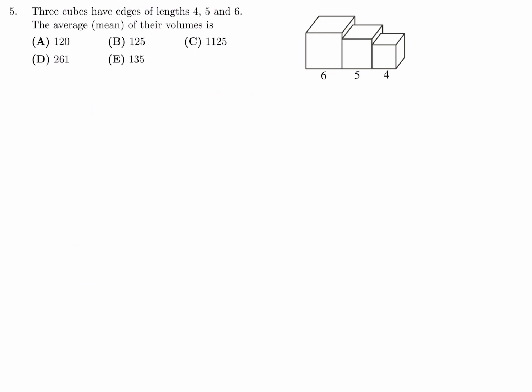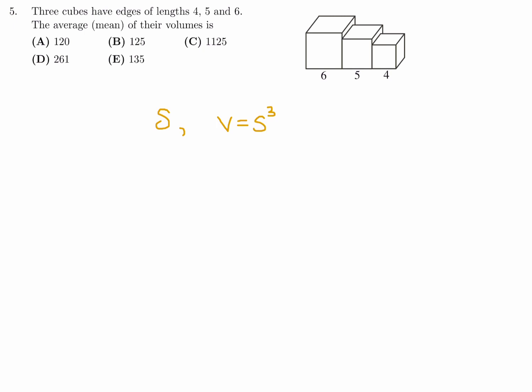Three cubes have edges of lengths 4, 5, and 6. The average of their volumes is. Well, if a cube has a side length of s, its volume is equal to s cubed. So they give you the edges of these three cubes.